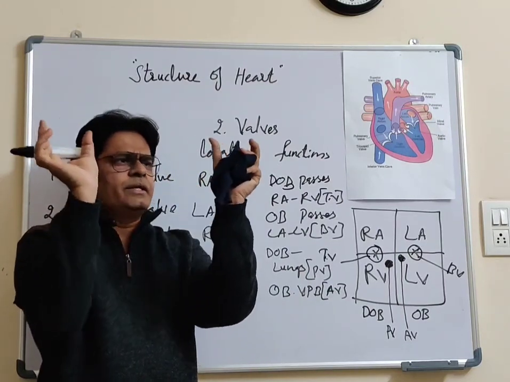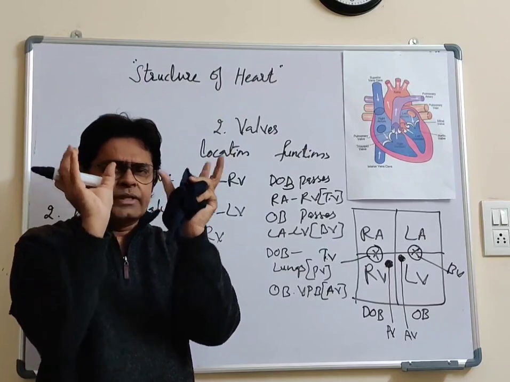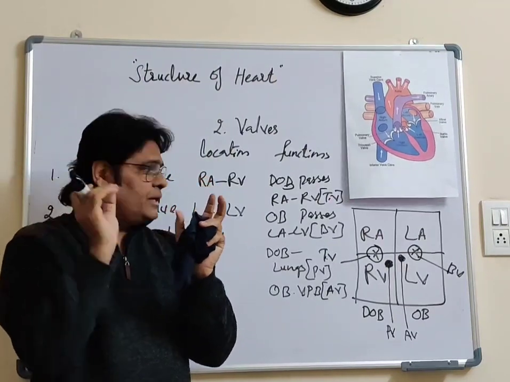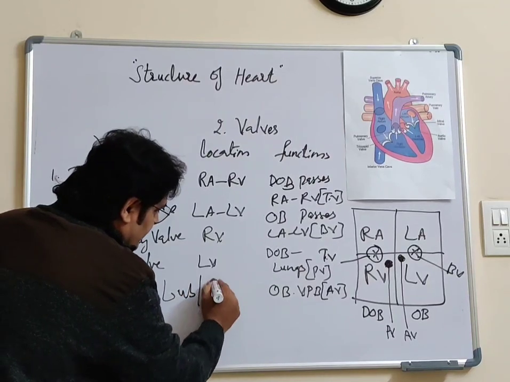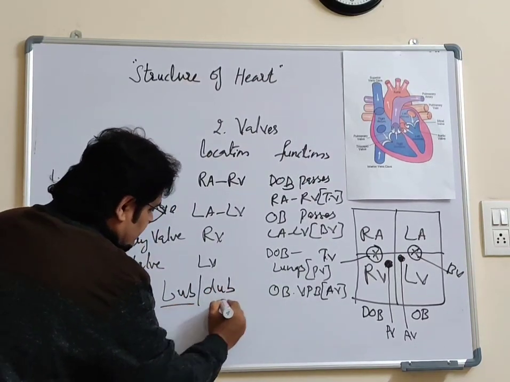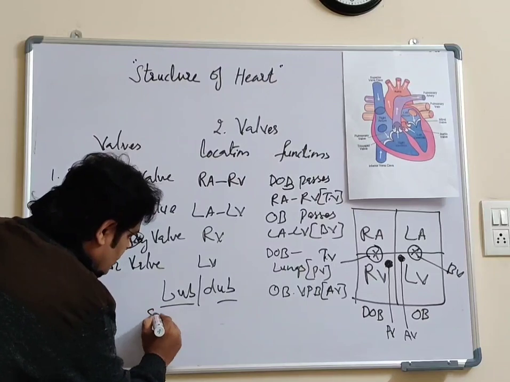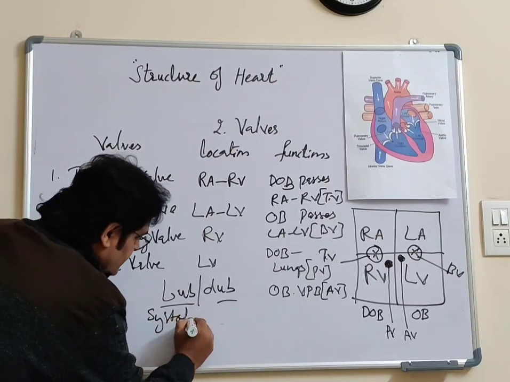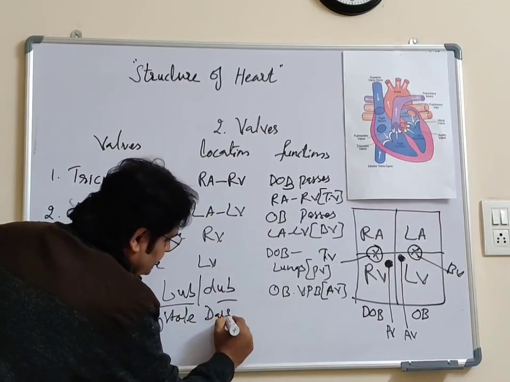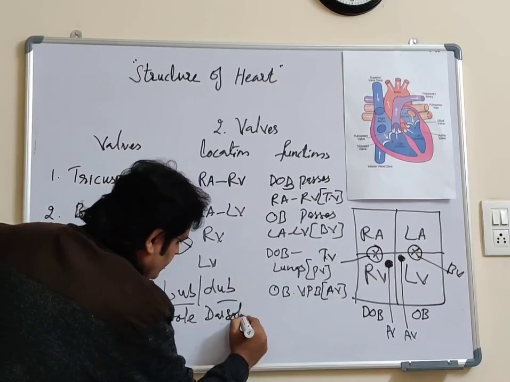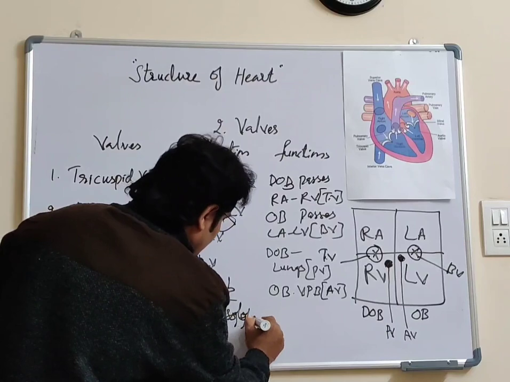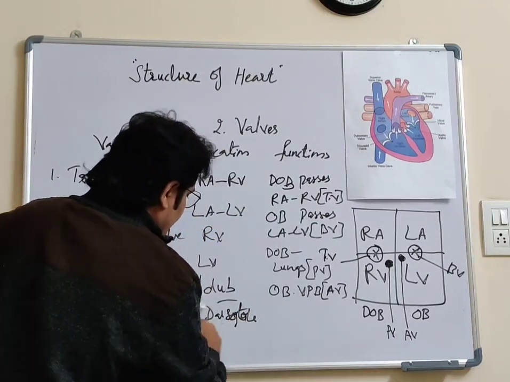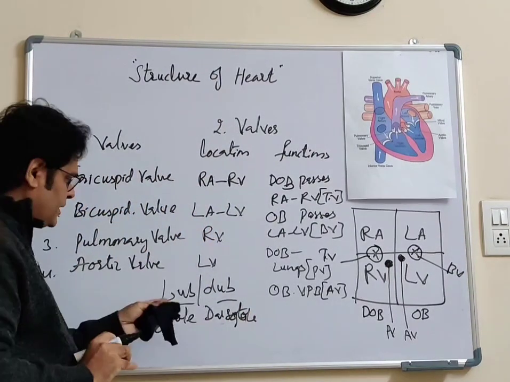The auricles take in the blood here. So the name given to this is lub dub. L-U-B, lub dub. Maybe you remember. The other scientific names given are systole and diastole. Clear? Systole and diastole are nothing but lub dub.